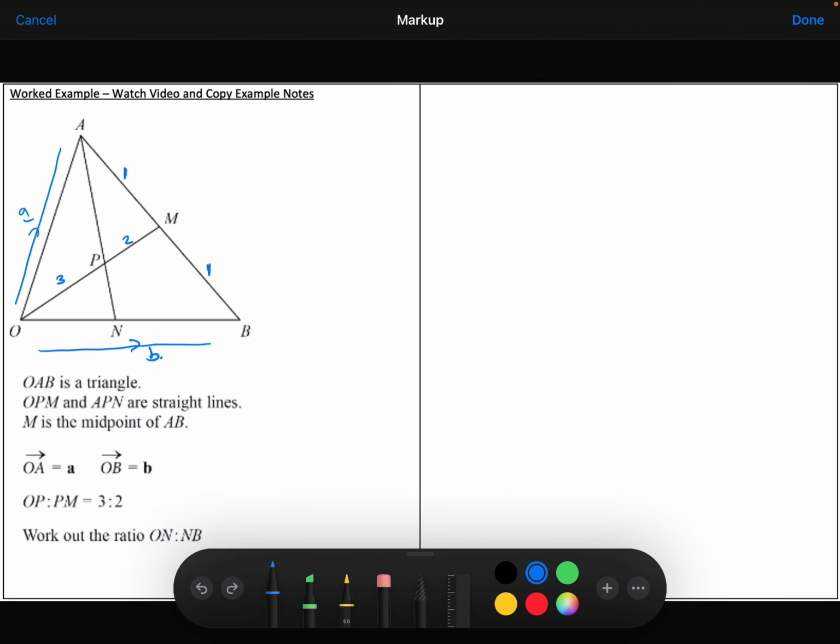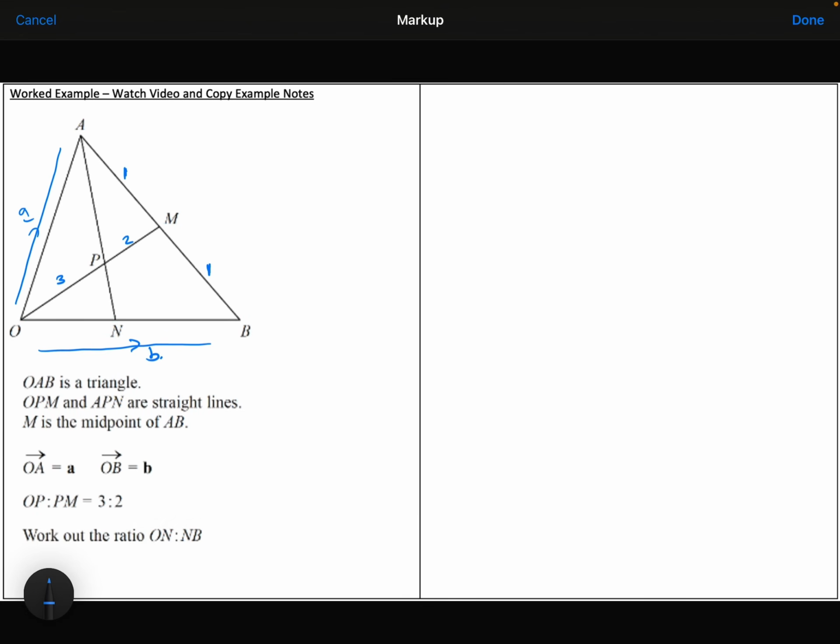So because I know that's a straight line, I could say that ON equals some fraction of OB. This is some fraction of this, because I know it's a straight line. If I can then work out what that fraction is, then that's going to help tell me what the ratio is. I can go one step further and say, because I know that OB is vector B.